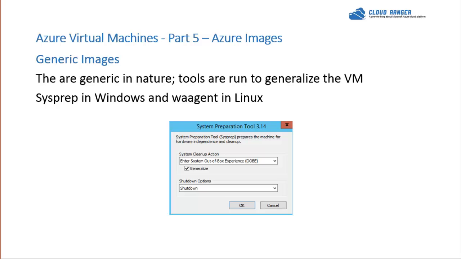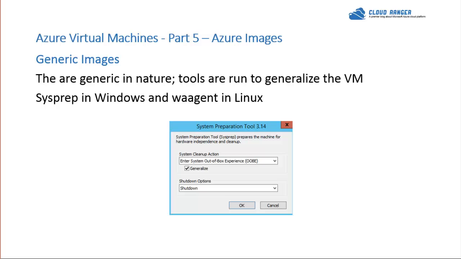Okay. So let's go and talk about generic images. Generic images are generic in nature, but the real thing about them is that there are tools that are used to generalize the VM. When you have a VM with the operating system installed, configured, running, and you have done all the customization you need to, you have to bring that out to an out-of-box experience. That means you have to take that virtual machine and neutralize it, in the sense that anything you create out of that will be a newly provisioned virtual machine. So you have to make sure that everything is taken care of in the backend to bring that out-of-box experience.